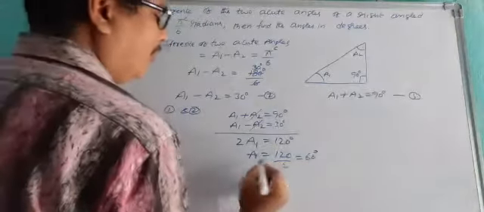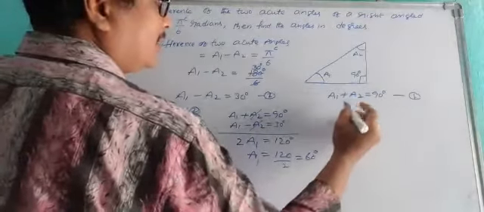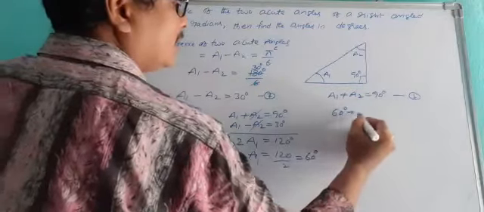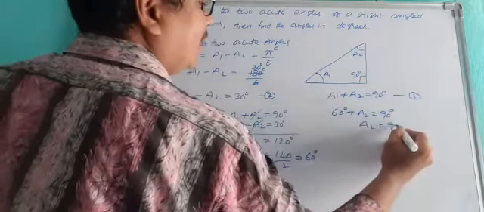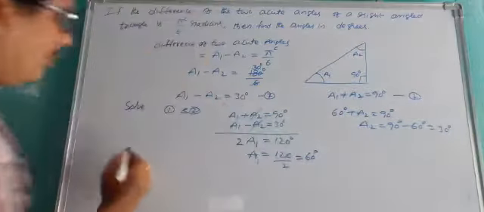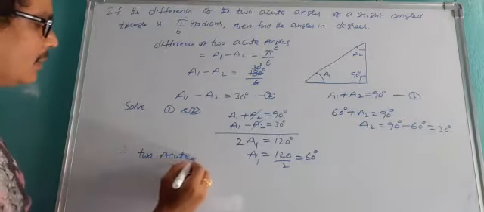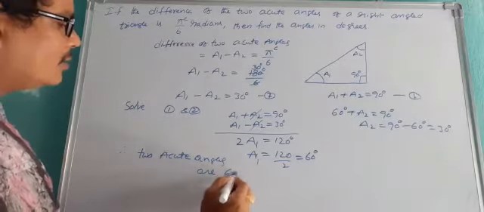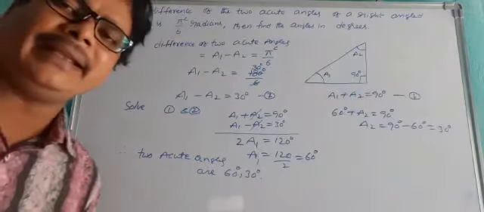Therefore, substitute that 60 degrees in the first equation. 60 plus A2 equals 90. A2 equals 90 minus 60, that equals 30. Therefore, the two acute angles are, one is 60 and the other one is 30 degrees.